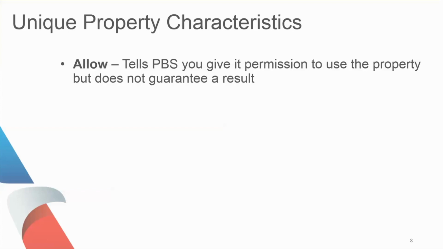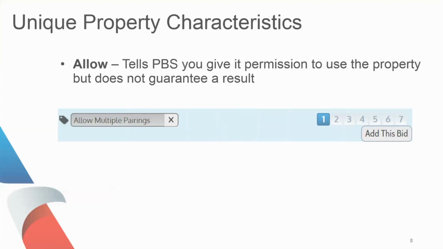Allow gives PBS permission to use the property but does not guarantee a result. This example shows the property allow multiple pairings, telling PBS you give it permission to take the trips in your pairing pools and award multiple pairings.